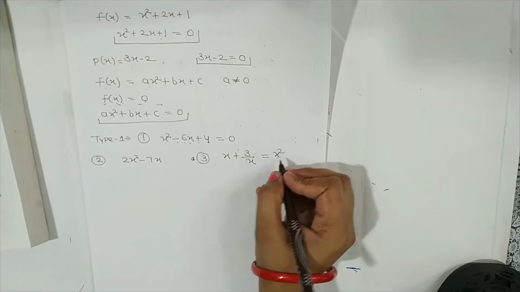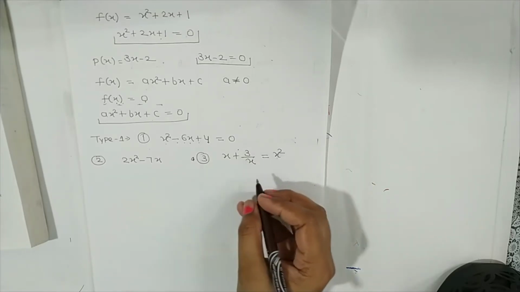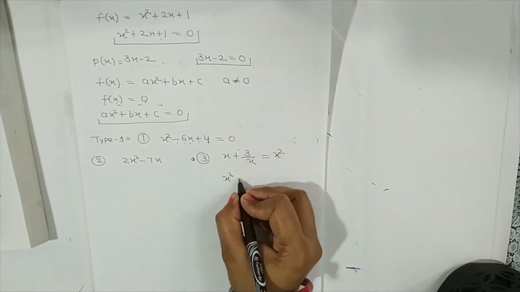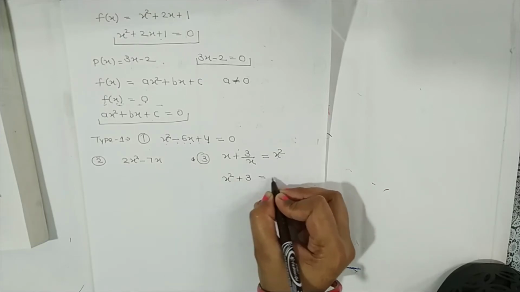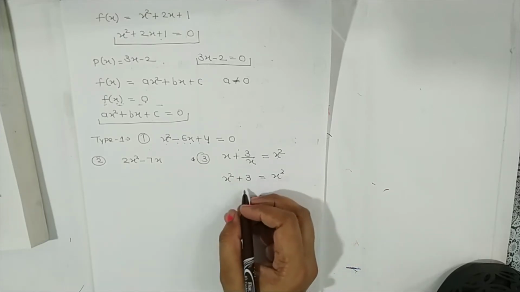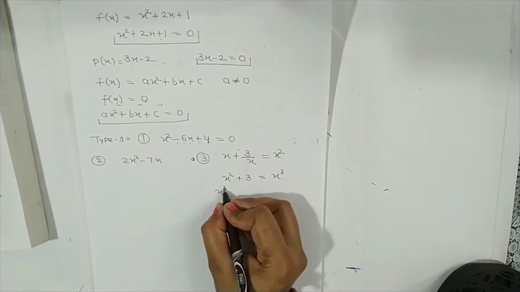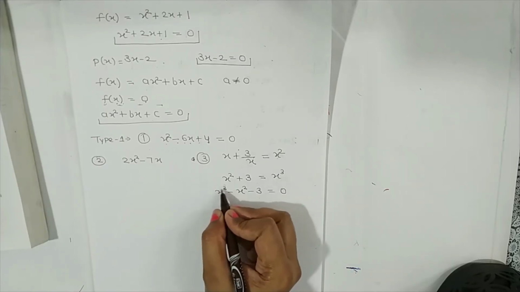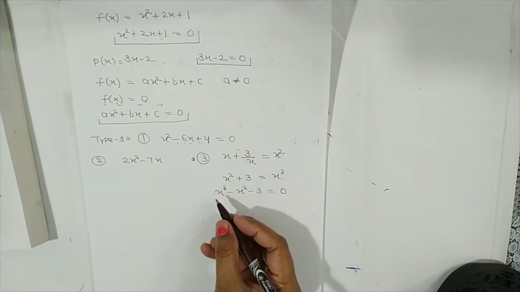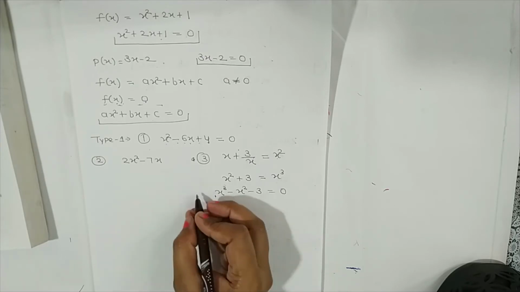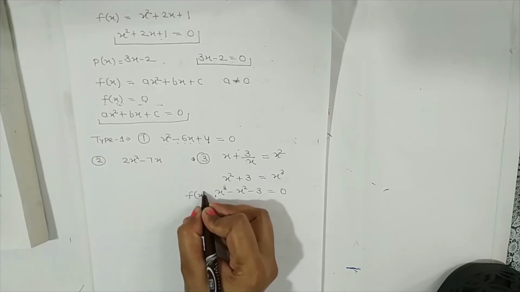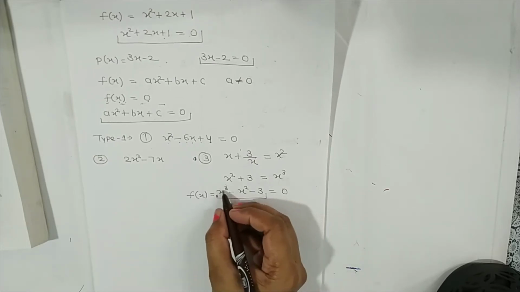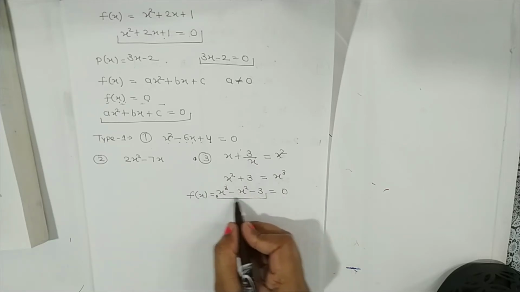Now we have to simplify this, so it will be x square plus 3 is equal to x cube, then transfer it, so it will be x cube minus x square minus 3 is equal to 0. So the maximum power of x is 3. It means the given polynomial, if I write it f of x is equal to this, is a cubic polynomial. Why? Because the degree is 3, so it is not a quadratic polynomial.